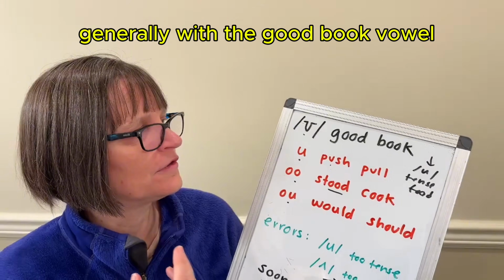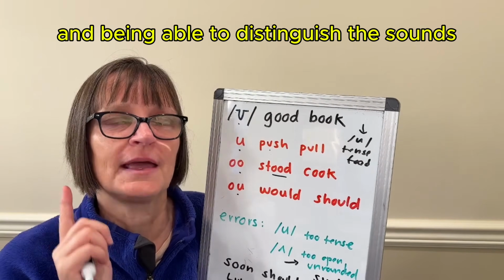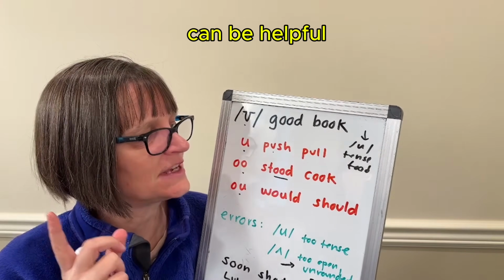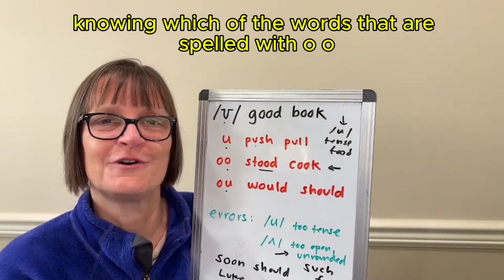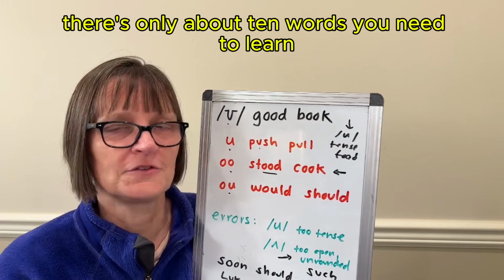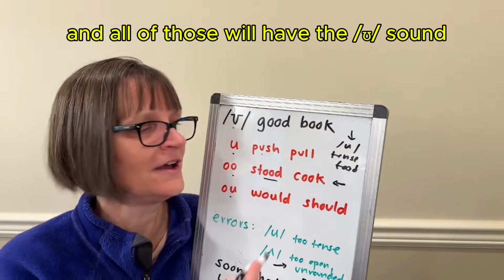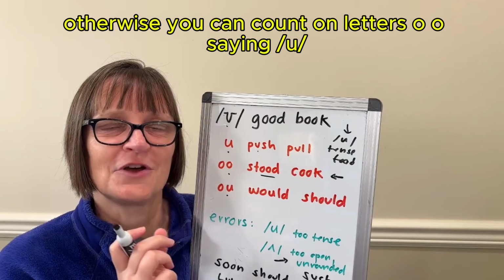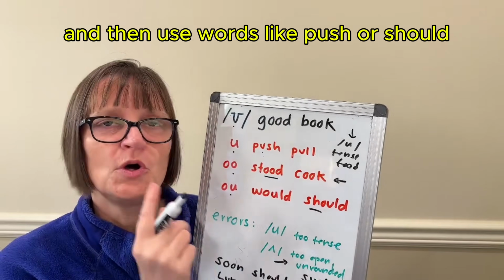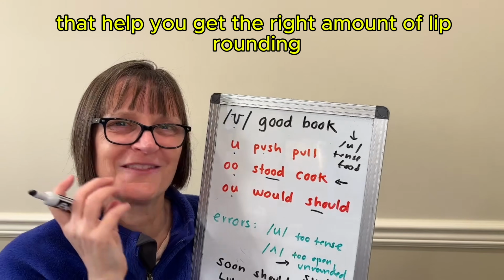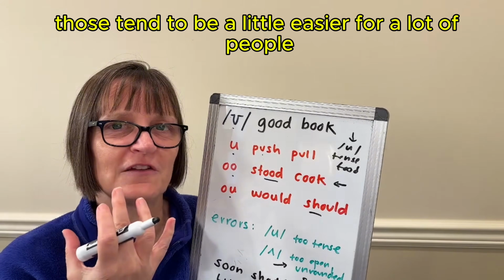Generally with the good book vowel, I would say just working on really hearing and being able to distinguish the sounds can be helpful. Knowing which of the words that are spelled with oo say the sound. There's only about 10 words you need to learn, and all of those will have the sound. Otherwise, you can count on letters saying oo. And then use words like push or should that help you get the right amount of lip rounding. Those tend to be a little easier for a lot of people.